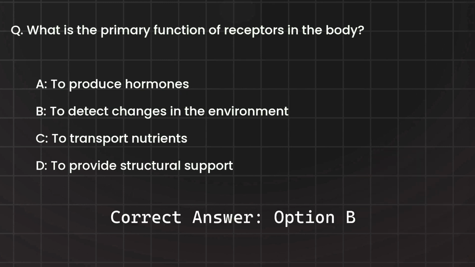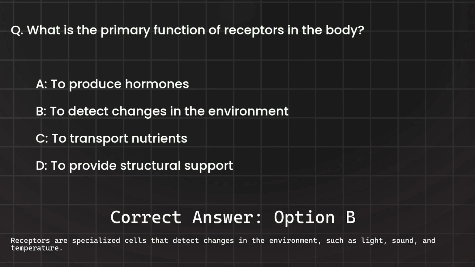The correct answer is option B, which is to detect changes in the environment. Receptors are specialized cells that detect changes in the environment, such as light, sound, and temperature.